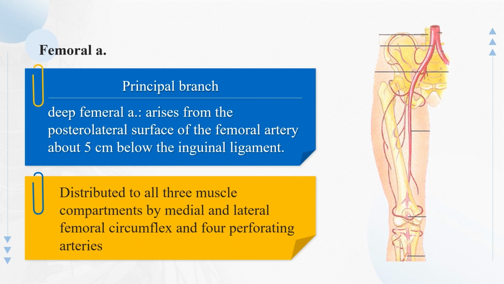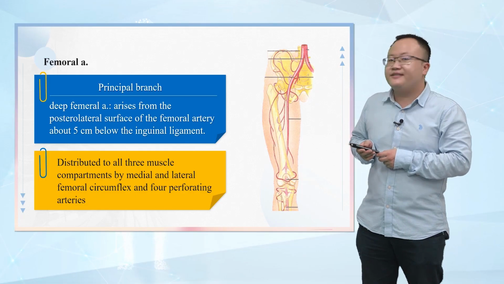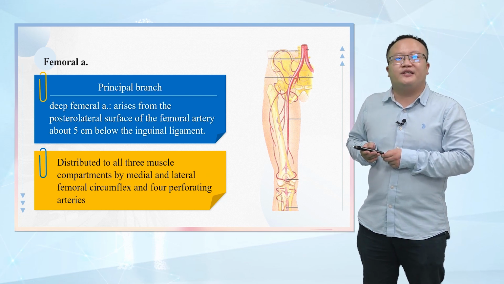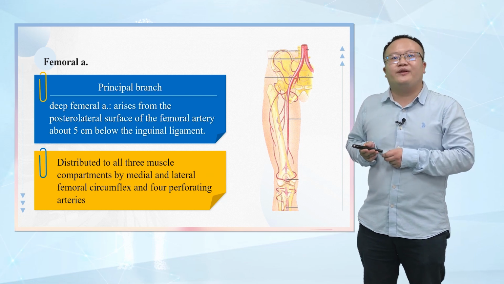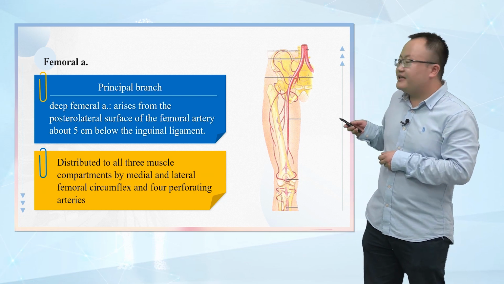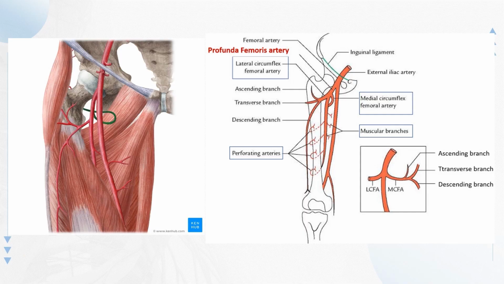The principal branch of the femoral artery is the deep femoral artery. It arises from the posterior surface of the femoral artery about 5 cm below the inguinal ligament. It is distributed to all three muscle compartments by the medial and lateral femoral circumflex arteries and the 4 perforating arteries, as demonstrated in the picture. This picture illustrates the perforating femoral artery and other branches.